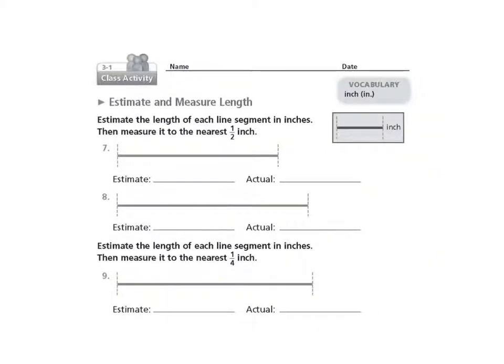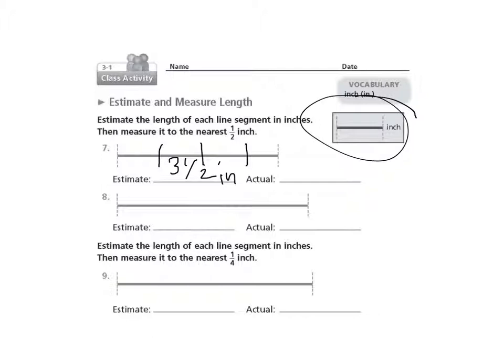Next, you'll find this page, and this is the estimate and measure. What estimate means is an educated guess. So if this is how long an inch is, think, well, maybe that's 1 inch, maybe that's 2 inches, that's 3. I'm going to estimate it's 3.5 inches. And now I'm going to get my ruler and actually see how long it is, and I'm going to go to the nearest half an inch. So if it's closer to 3.5, you go 3.5. If it's closer to 3, you go 3.